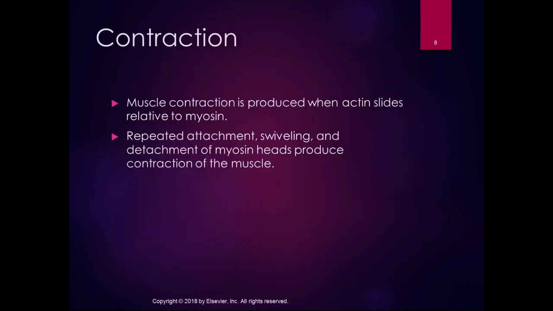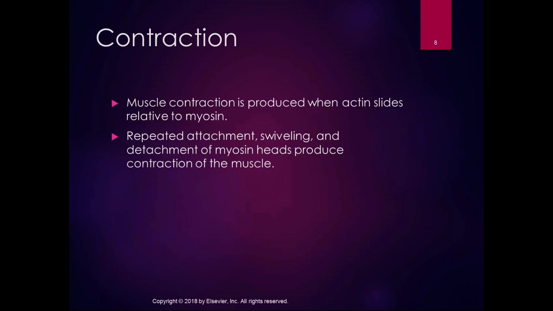So muscle contraction is produced when the actin slides relative to the myosin. Repeated attachment, swiveling, and detachment of the myosin heads produce the contraction of muscle. None of this information should be news to you because we've talked about this a lot.